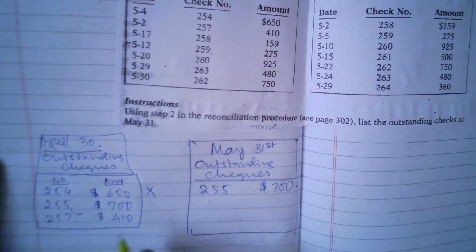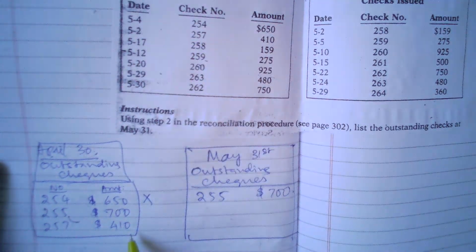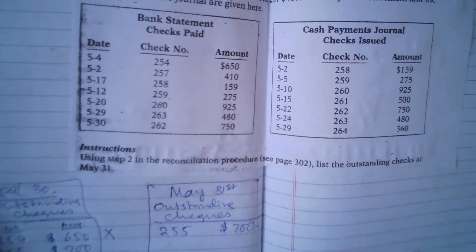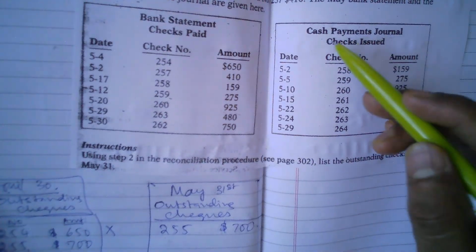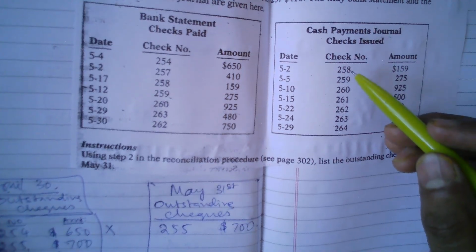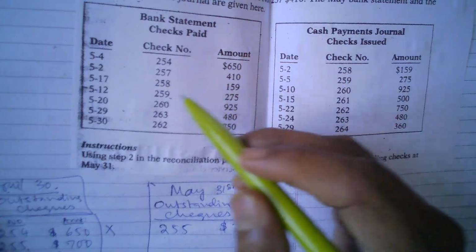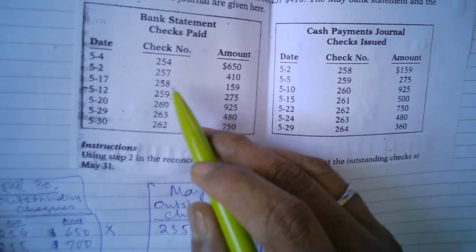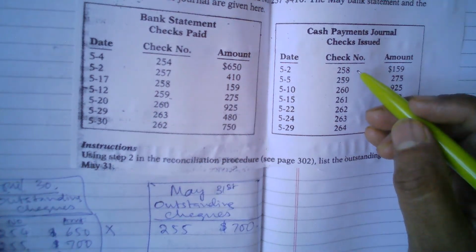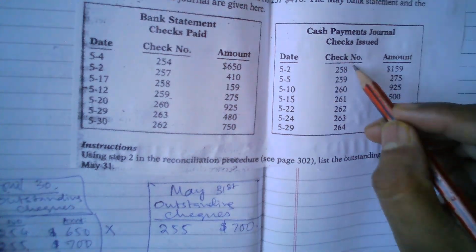Meanwhile, what about 257? Here you see on 2nd of May, this 257 for $410 has been processed. So this is no longer outstanding. Meanwhile, new checks are issued by the company, in the cash payment journal. Check 258 has been issued on 2nd May, and on 17th May that check for $159 has been processed. So 258 is no longer pending. This is completed.